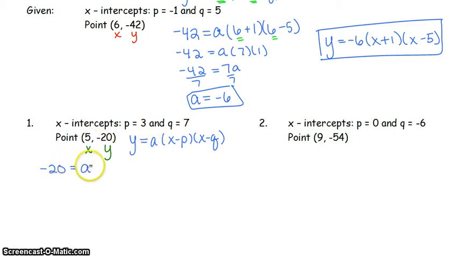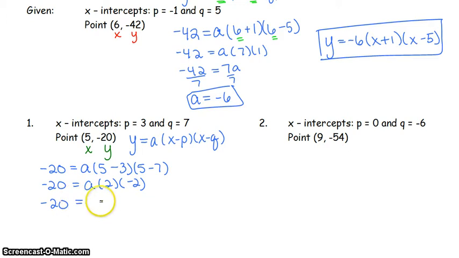We don't know the a. Regardless of whether it's vertex form or intercept form, we're always trying to find that a value. We're told that the x is 5 from the point, minus p, which is 3. And we've got that x again, so we use the 5 again, minus q, which is 7. All right, let's simplify. 5 minus 3 is 2. 5 minus 7 is a negative 2. So we've got negative 20 is equal to a negative 4a. We divide by a negative 4, and we find that a is equal to a positive 5.